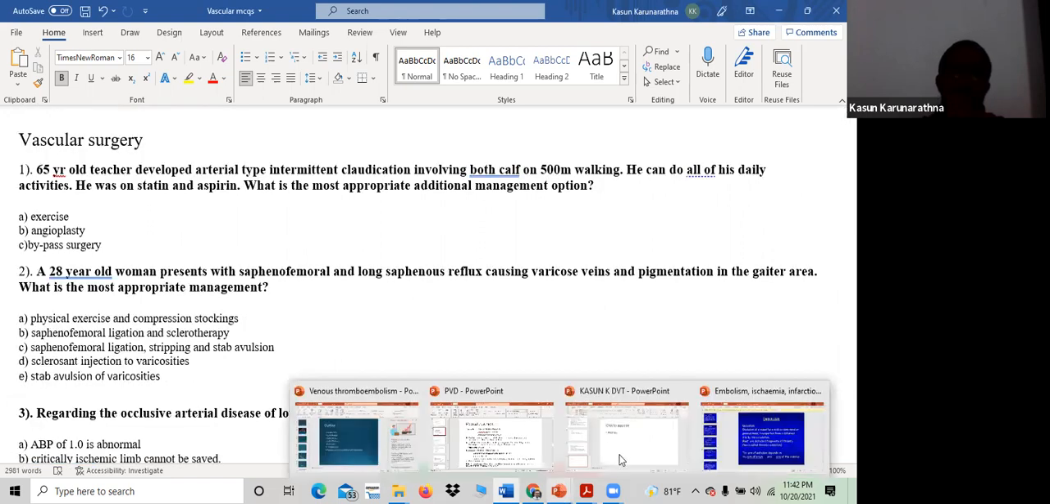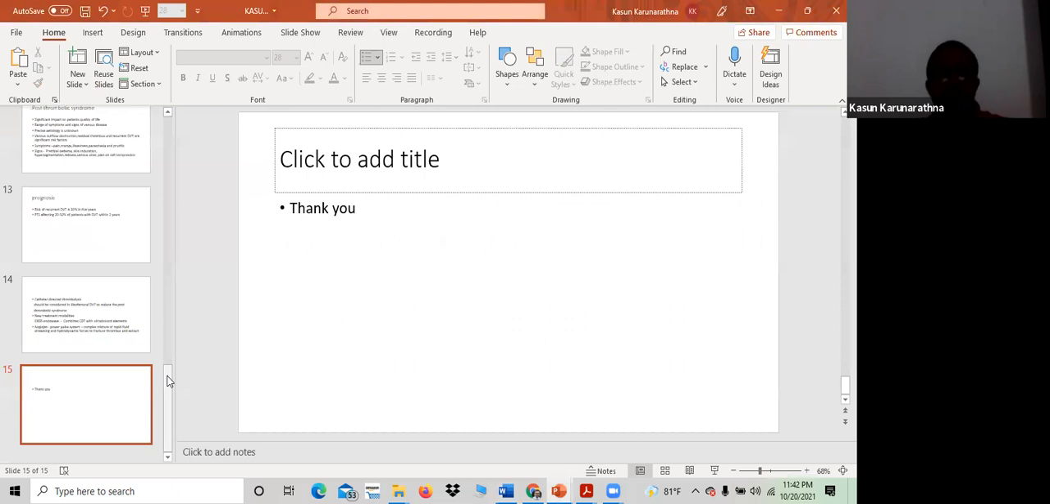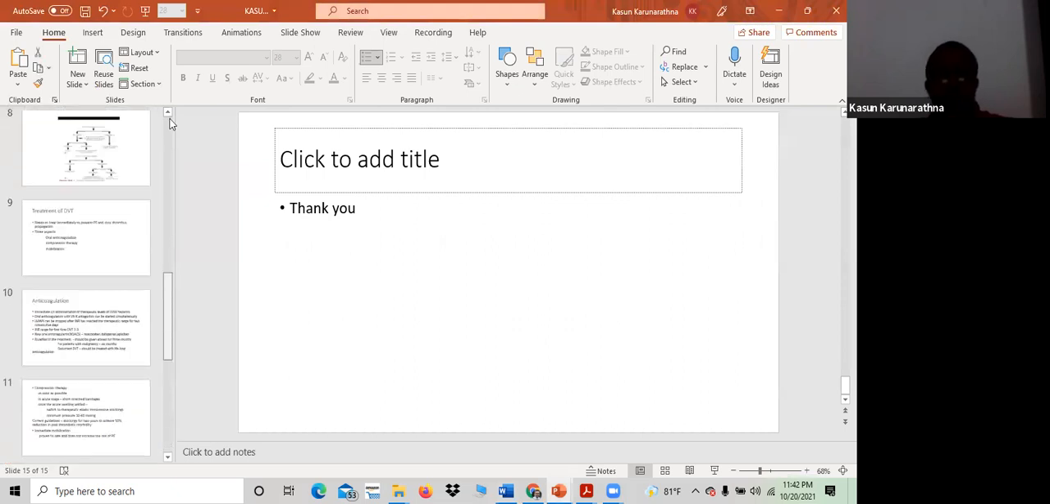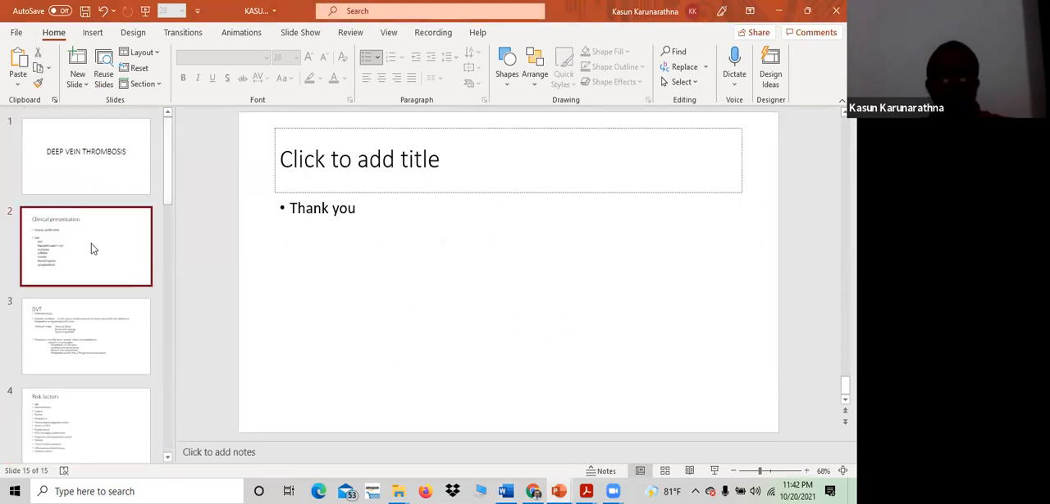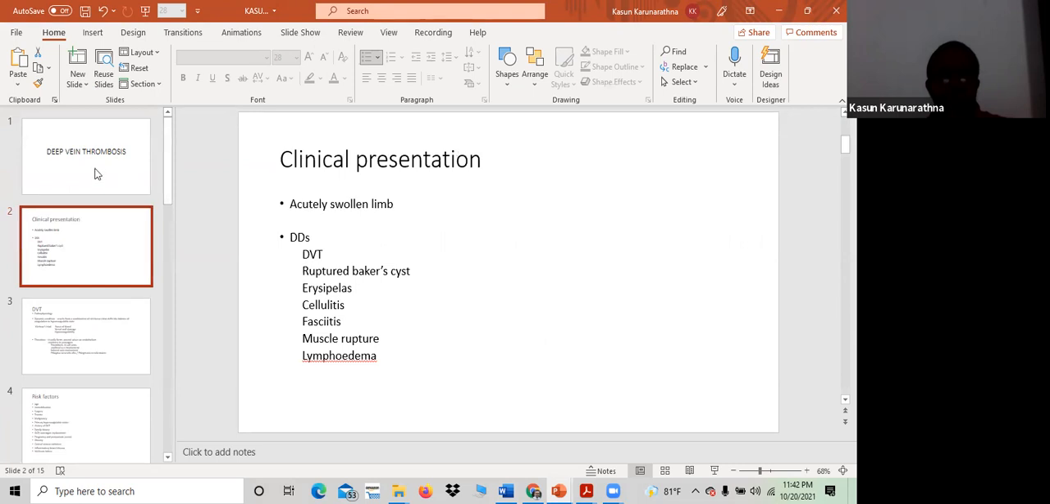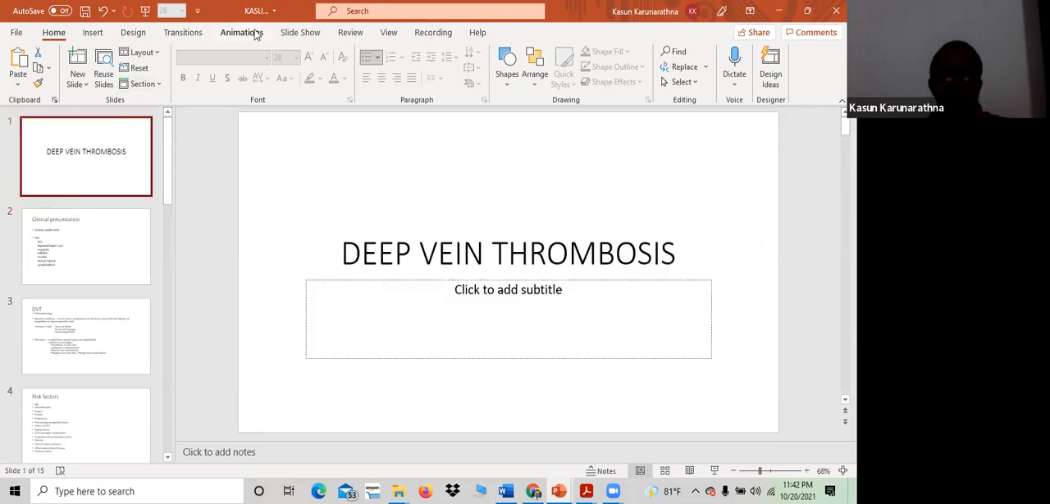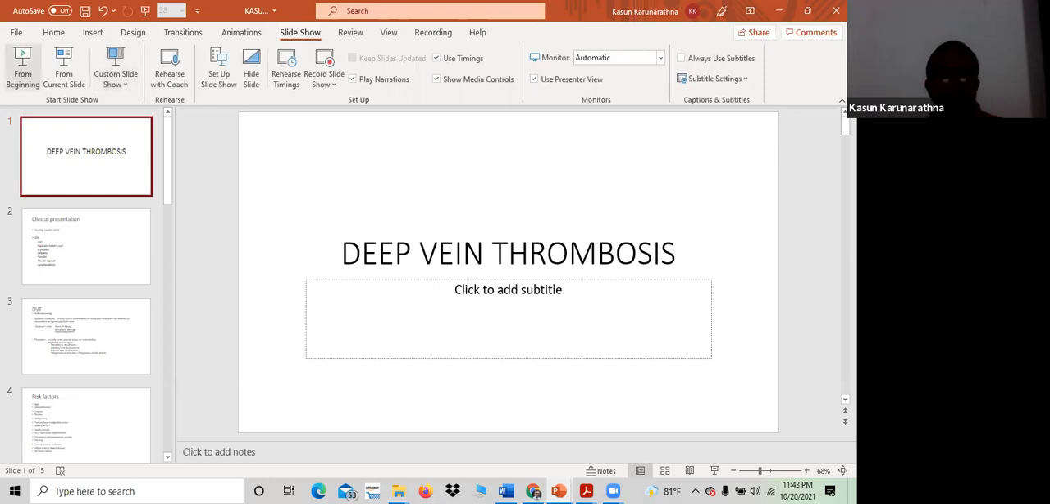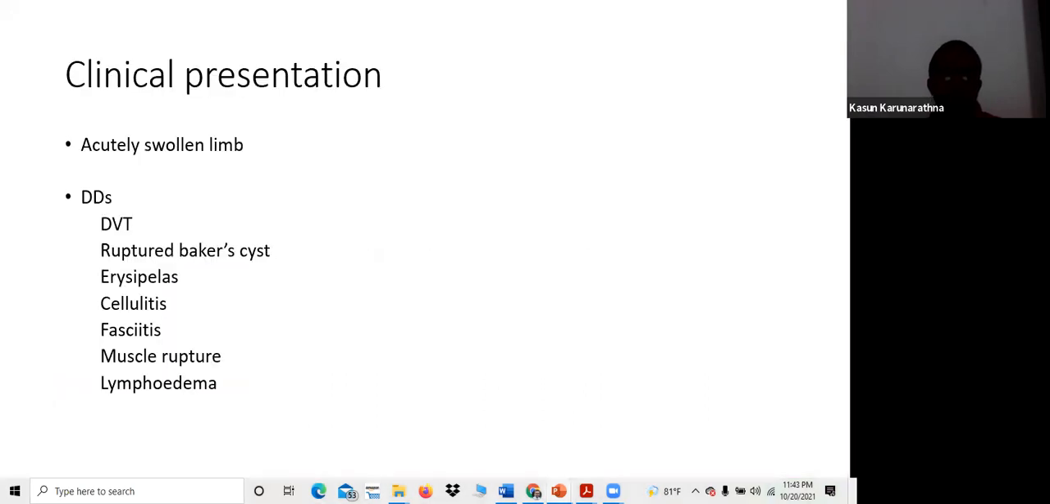DVT, deep vein thrombosis. It usually presents as an acute swollen limb, right? Differential diagnoses, apart from DVT, could be ruptured Baker's cyst, erysipelas, cellulitis, muscle rupture, lymphedema, fasciitis.